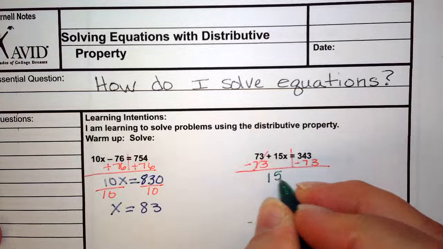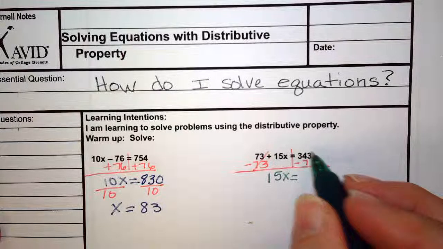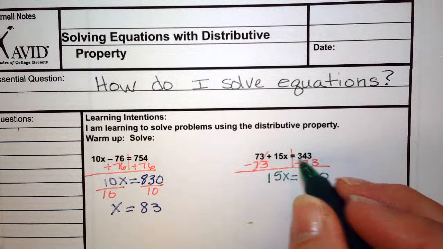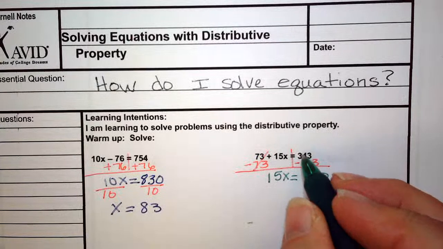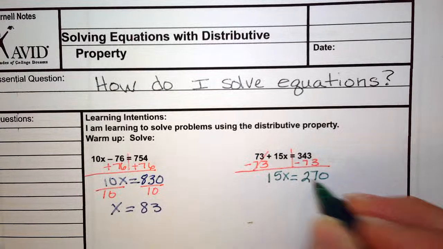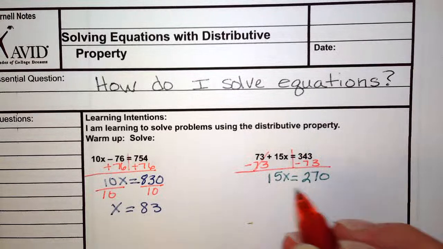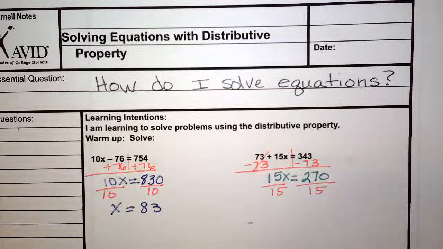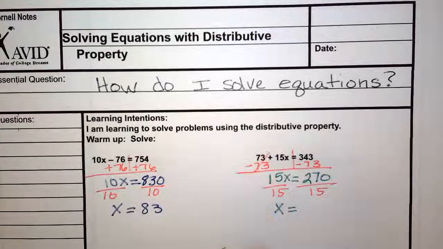15x is equal to 3 minus 3 is 0. 4 minus 7 I can't do, so I've got to borrow 1 from the 3. 14 minus 7 is 7. And I've borrowed 1 from the 3, so this is 2. So 15x is equal to 270. I'm going to divide both sides by 15. And x is equal to.